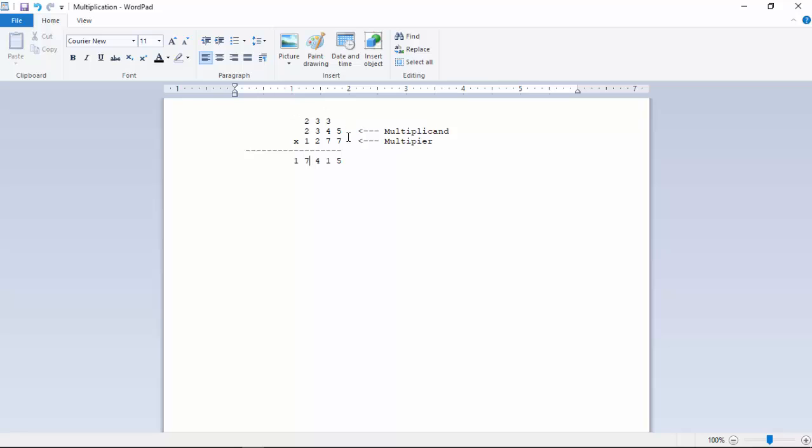17,415. Let's check again: 5 multiplied by 7 is 35, have 3 in hand, and then 3 carry over. 28 plus 3 is 31, 3 carry over. 24, 2 carry over, and 14 plus 2 is 16. This is 16, right? Not 17. This is 16. So 16,415.